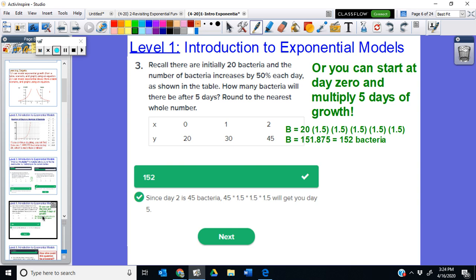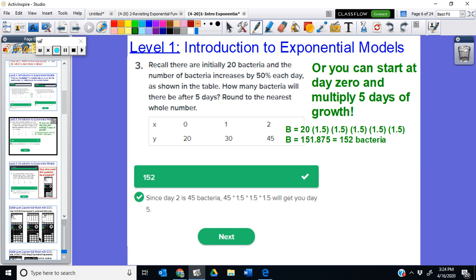The next example asks you for how much bacteria after 5 days of growth. Well, if we continued that pattern, we would just multiply 1.5 by itself 5 times for the 5 days of growth, and then multiply it by that initial value. That initial value, you can think about it as day 0, not day 1, day 0. So with that multiplication, we get about 152 bacteria.